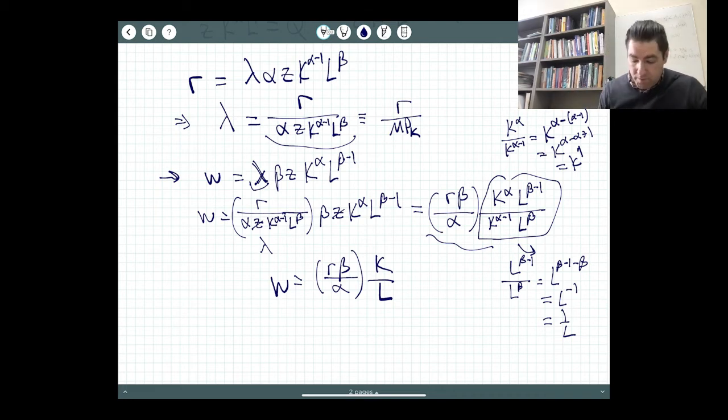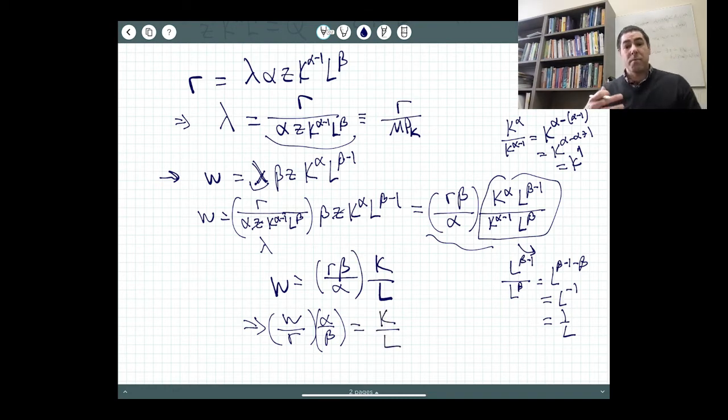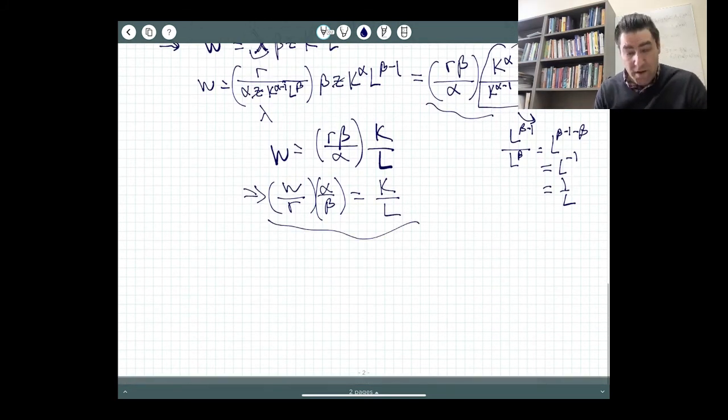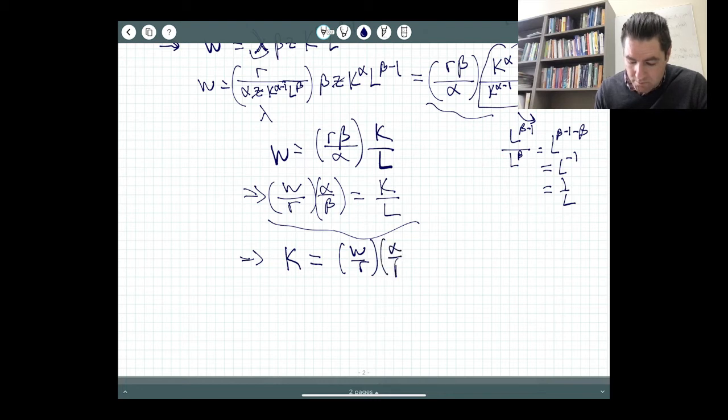So when I divide the R over, what we have is W over R times, if we want, alpha over beta is equal to K over L. So again, same conclusion, that the capital to labor ratio is a fixed constant of the relative price of capital and labor, W over R. Okay, so now with this, I could solve for K as a function of L. So K is equal to W over R, alpha over beta, times L.